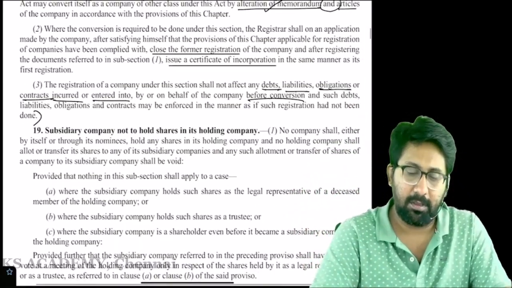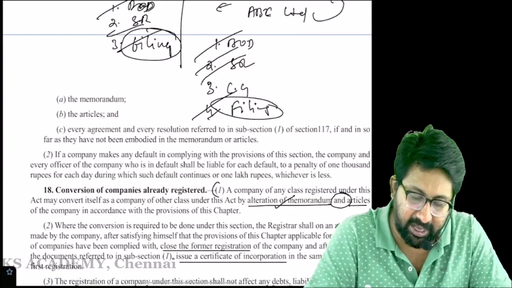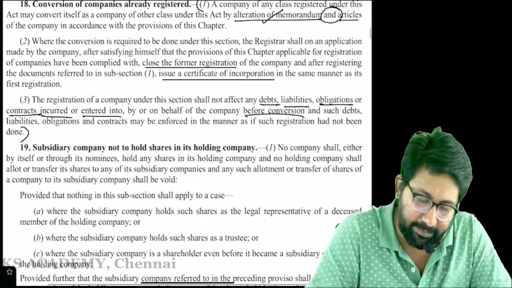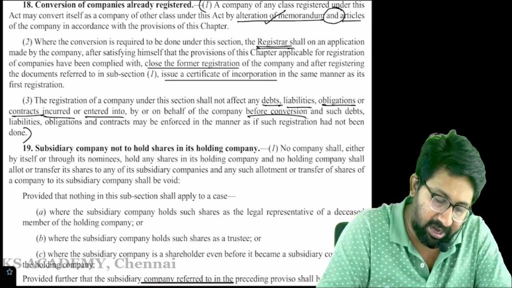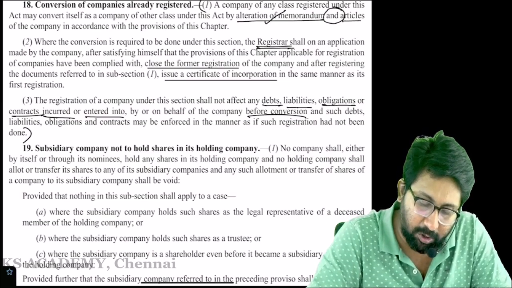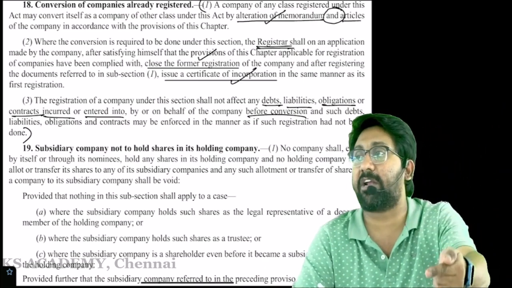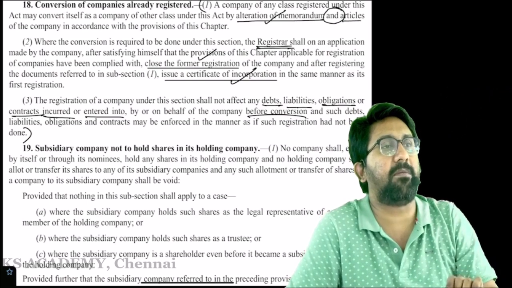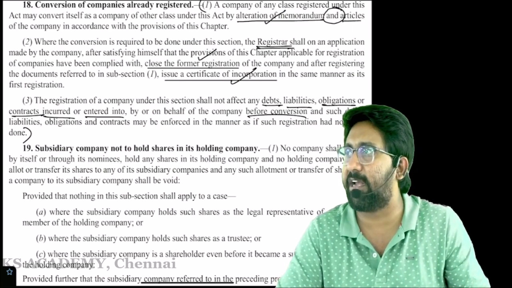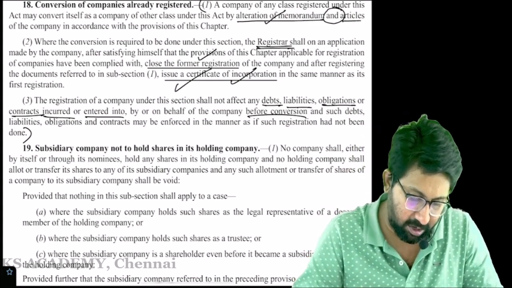Number two, you will file all these things. You will file it with whom? Where conversion is required to be done, the registrar shall, on an application made by the company, after satisfying himself that the provisions are properly complied with, close the old certificate of registration and issue a fresh certificate of incorporation. Originally my company name is ABC Private Limited. Now converted into ABC Limited. Same certificate or different certificate? Again you have to take a different certificate of incorporation.